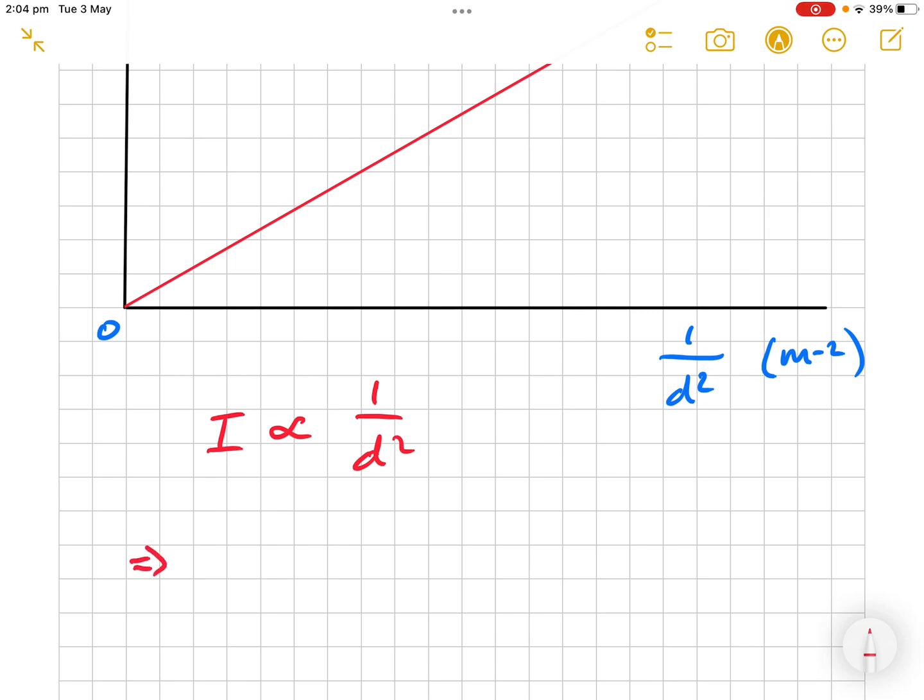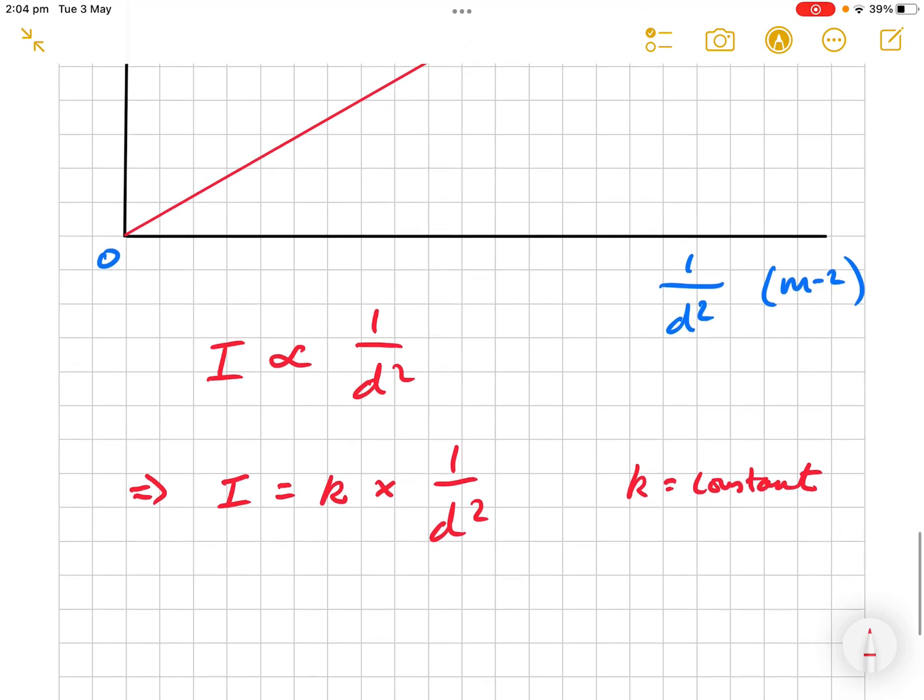And rearranging that, we can say that I equals some constant k times 1 over d squared, where k just is some constant. That follows from the mathematics of direct proportion. Notice I've moved from a relationship to an equation there. An equation is a specific type of relationship.